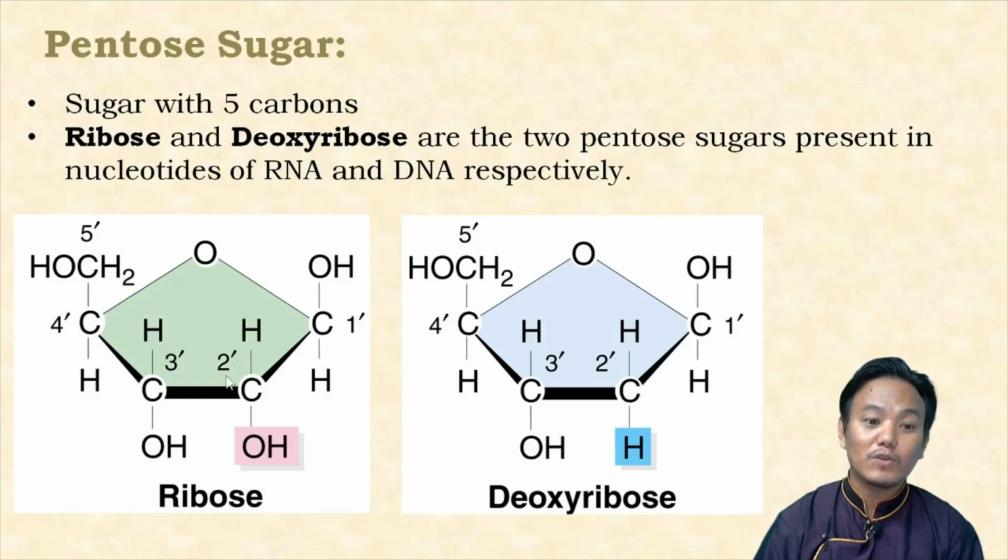On carbon number 2 in ribose there is an OH group. But on carbon number 2 of deoxyribose, that OH group is missing. There is only H, the O is missing. So therefore this is called deoxyribose. This pentose sugar is present in the nucleotide of DNA, and this particular sugar is present in the nucleotide of RNA. So, pentose sugars.